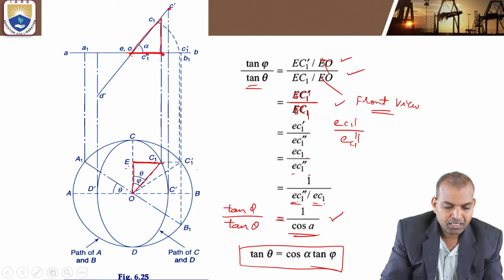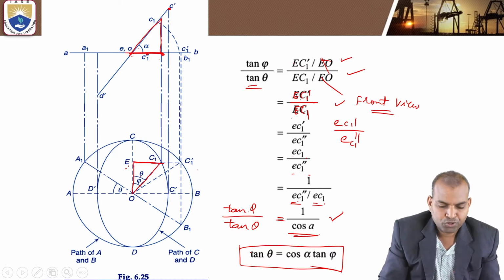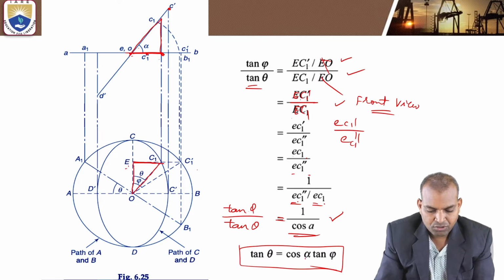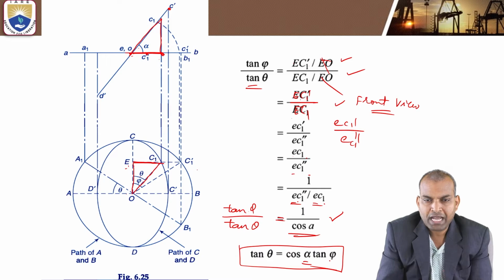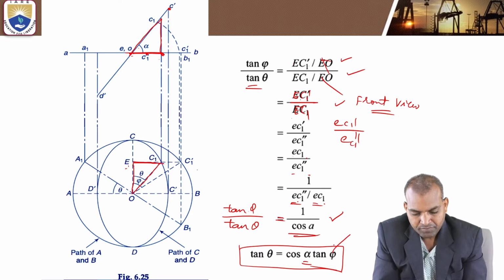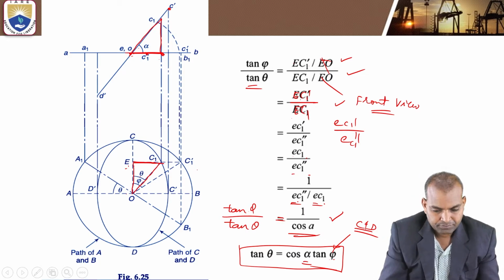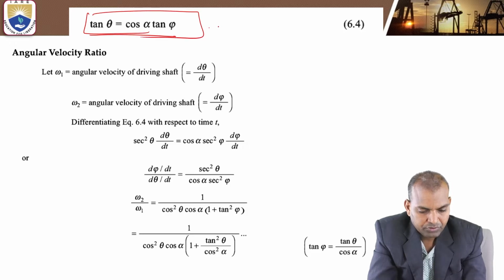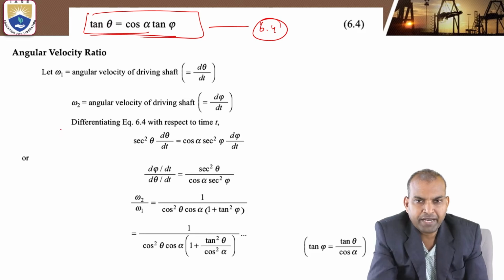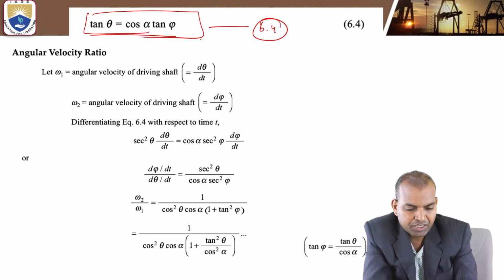That is the angle turned by the forks, theta. That is tan theta equals cos alpha tan phi. This alpha is the inclination of shaft 2, and phi is the true angle of the fork CD, the motion of forks C and D. Now this equation is considered as related to the 6th chapter, that is 6.4. Now let us find out from this equation. This is the basic equation.